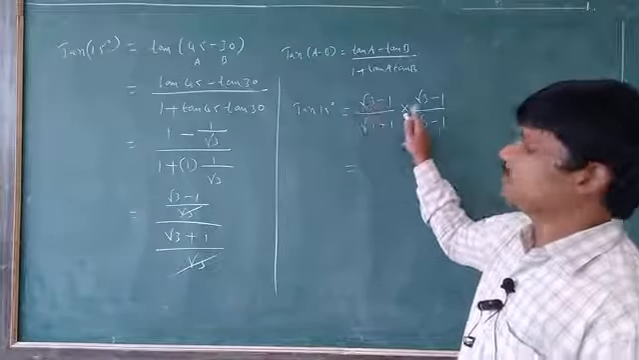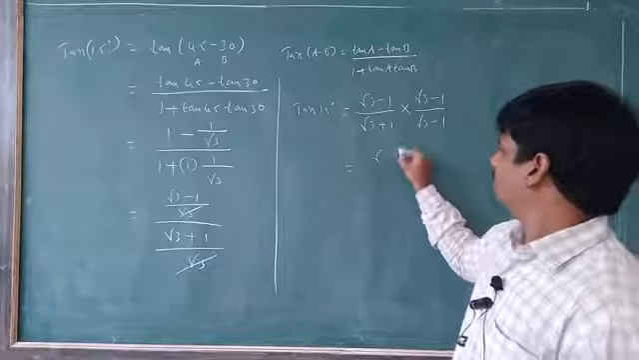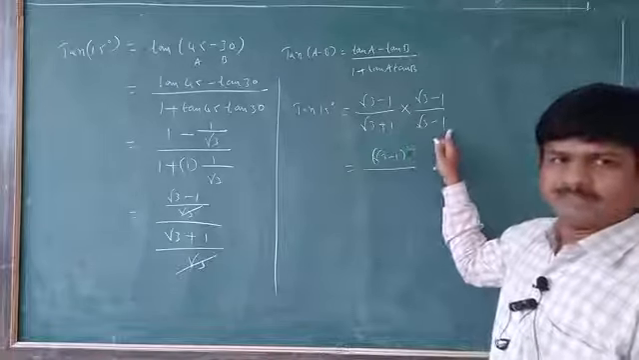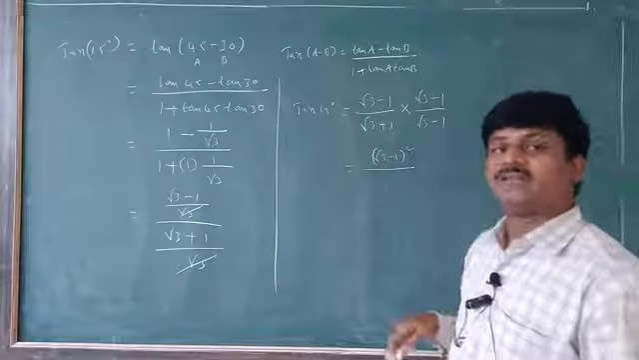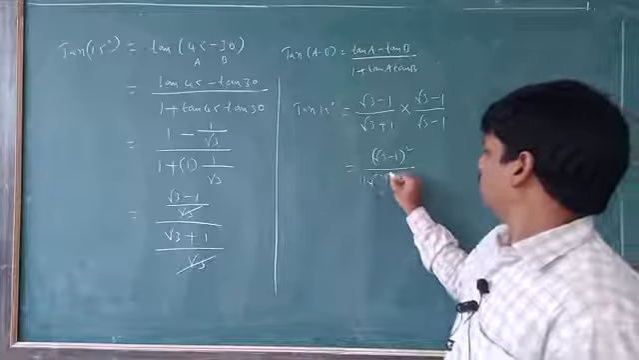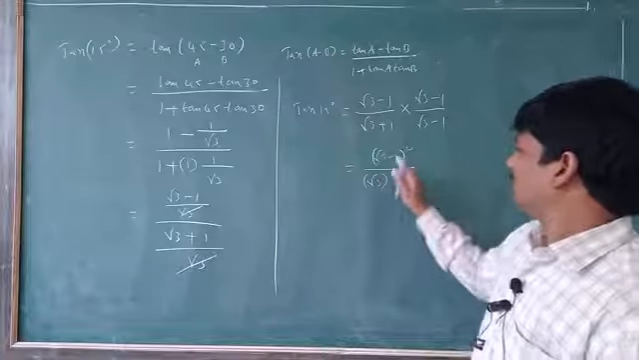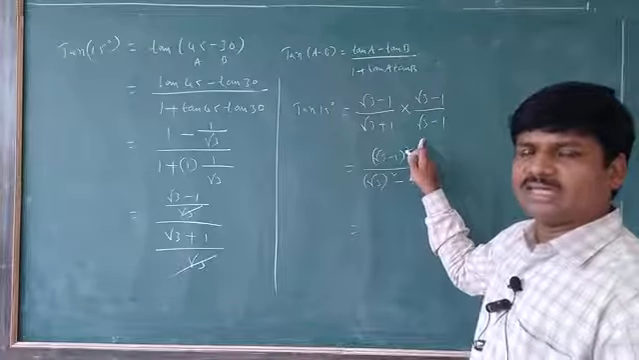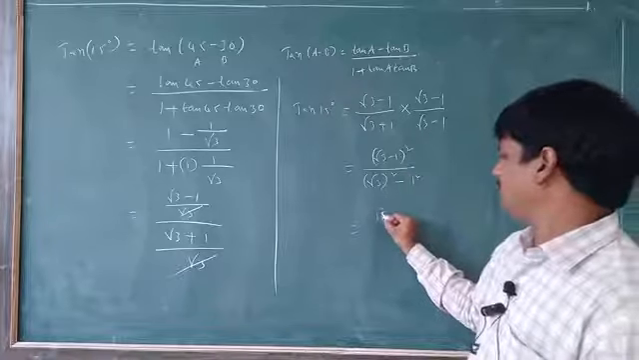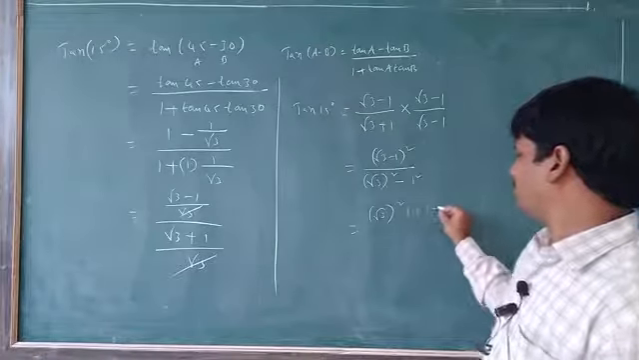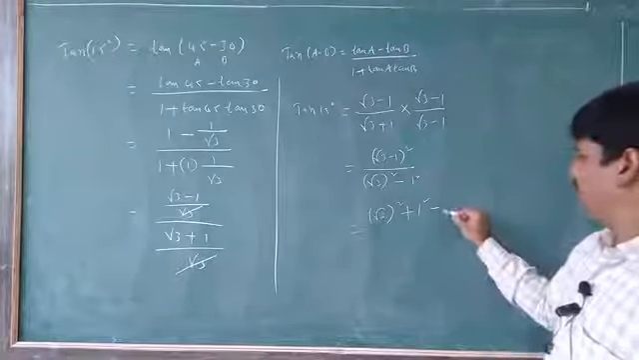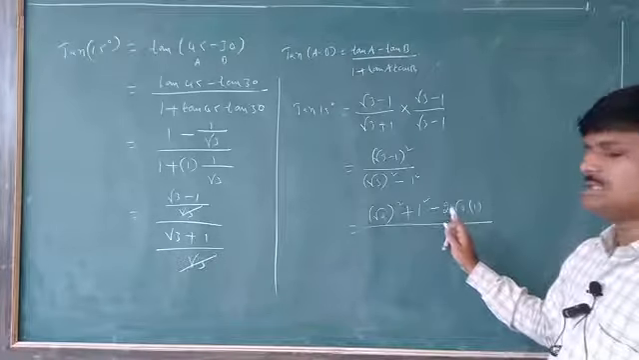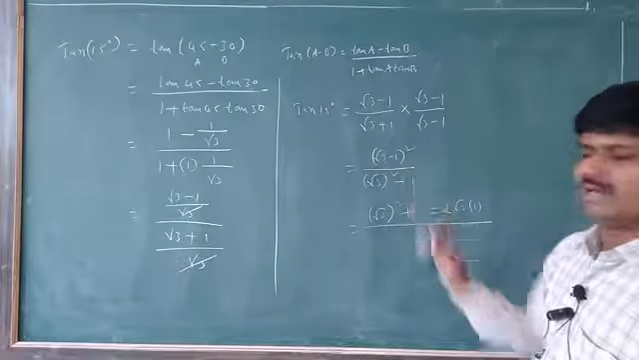Here root 3 minus 1 into root 3 minus 1, so root 3 minus 1 whole square, by here a plus b, a minus b, a plus b into a minus b, a square minus b square. So root 3 whole square minus 1 square. The numerator is the a minus b whole square formula. What is the formula? A square plus b square minus 2ab. A value root 3, b value 1.